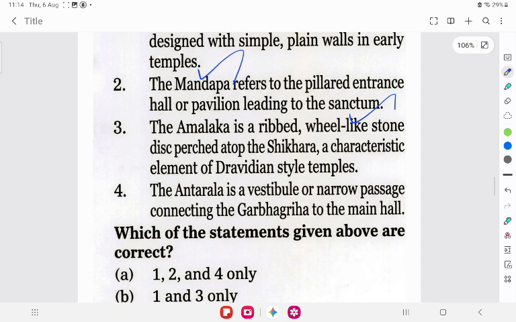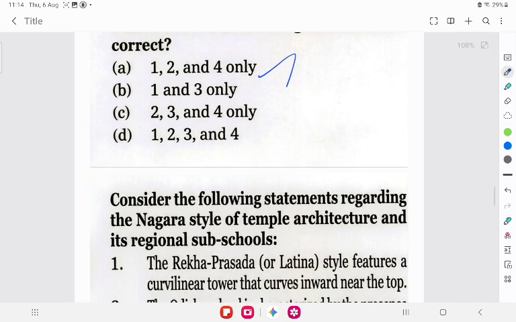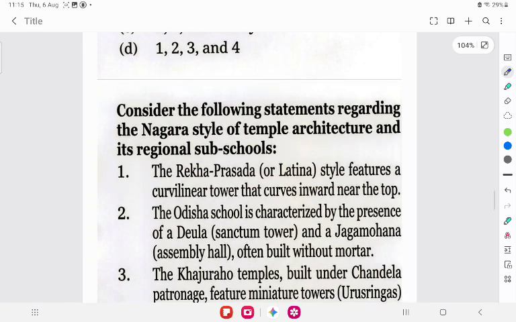The Amalaka is the ribbed wheel-like stone disc perched atop the shikara, a characteristic element of Dravidian style temples. No, this statement is wrong. This is not Dravidian. It belongs to Nagara style temples. The Antarala is the vestibule or narrow passage connecting the Garbhagriha to the main hall. Yes, this statement is correct. Hence, the correct answer is A. Moving on to the next question.